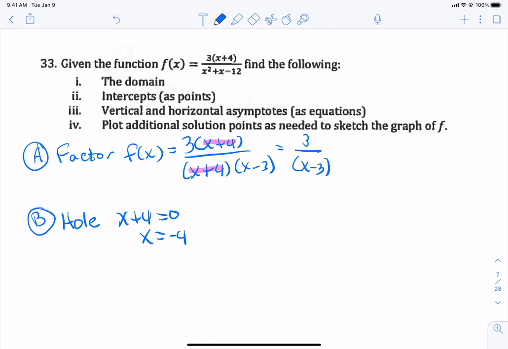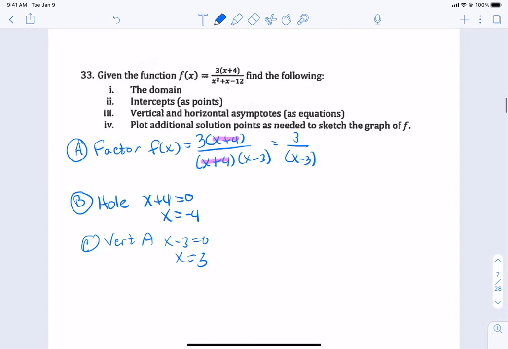Okay, next thing you want to do are the vertical asymptotes. The vertical asymptote is where the remaining factors in the bottom equal 0. And so that's where x minus 3 equals 0, or at 3. So the next thing I would do is finally our domain.